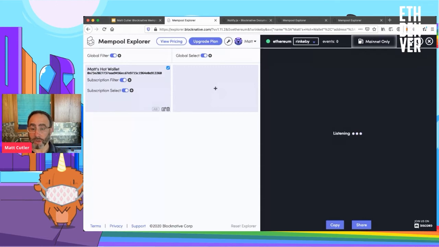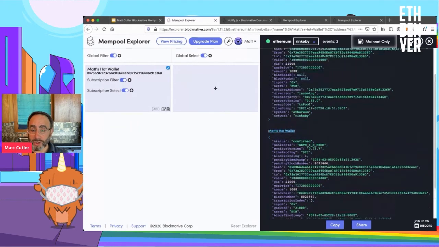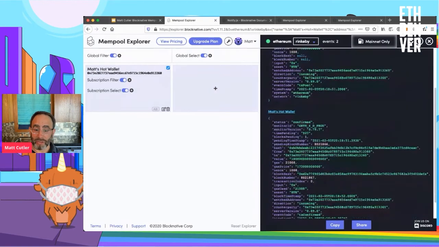So 3, 2, 1, confirm, and there's the pending transaction. Wow, and there's the confirmed transaction. Rinkeby is quite fast today. And so you saw 2 events come in. The first event is the pending transaction, my intent to send, and then the confirmed transaction, the testnet has confirmed it. It's now on chain, of course, in the testnet.